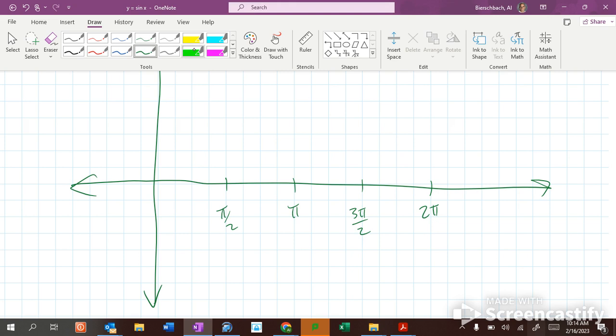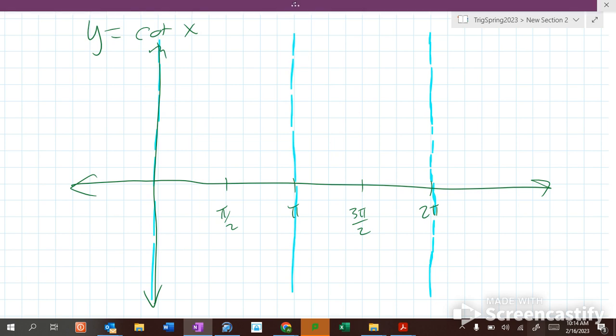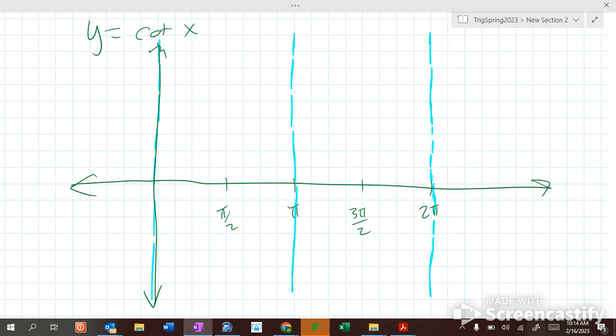Okay, cotangent, where are our asymptotes going to be? Cotangent: 0, pi, and 2 pi for cotangent. Because cotangent is cosine over sine, so it's x over y. So where the x over the y is equal to 1 over 0, which is 0, pi, 2 pi. All right, so is cotangent a positive or negative slope? Negative.